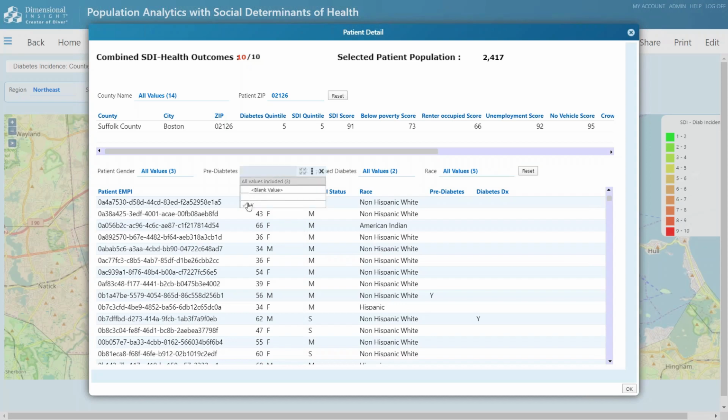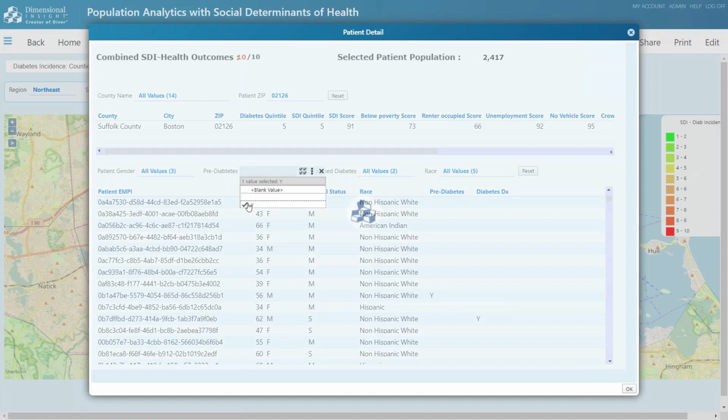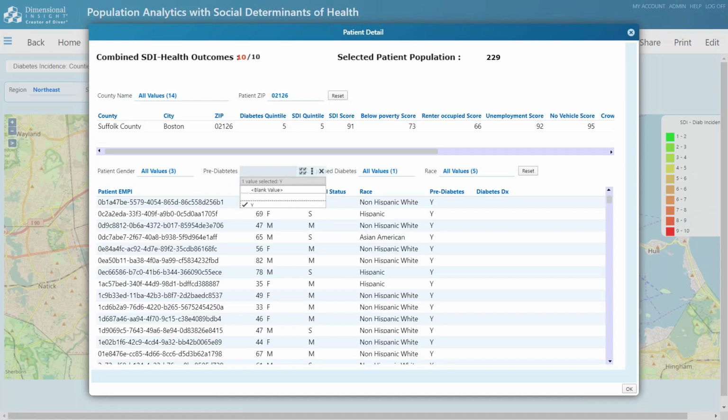So we may want to do things like filter this list down to individual people who have exhibited signs of exposure to diabetes, such as prediabetes or maybe hypertension. So this provides us with the ability to generate a working list of people who might benefit most from our intervention strategies.